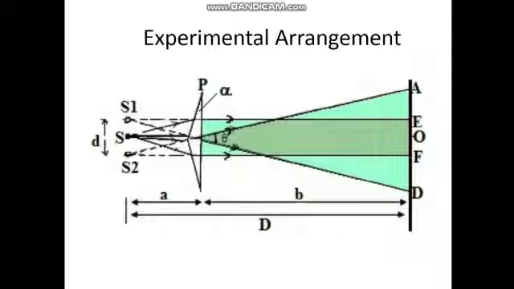The slit X acts as a narrow linear monochromatic light source. The biprism is placed in such a way that its refracting edge is parallel to the slit.